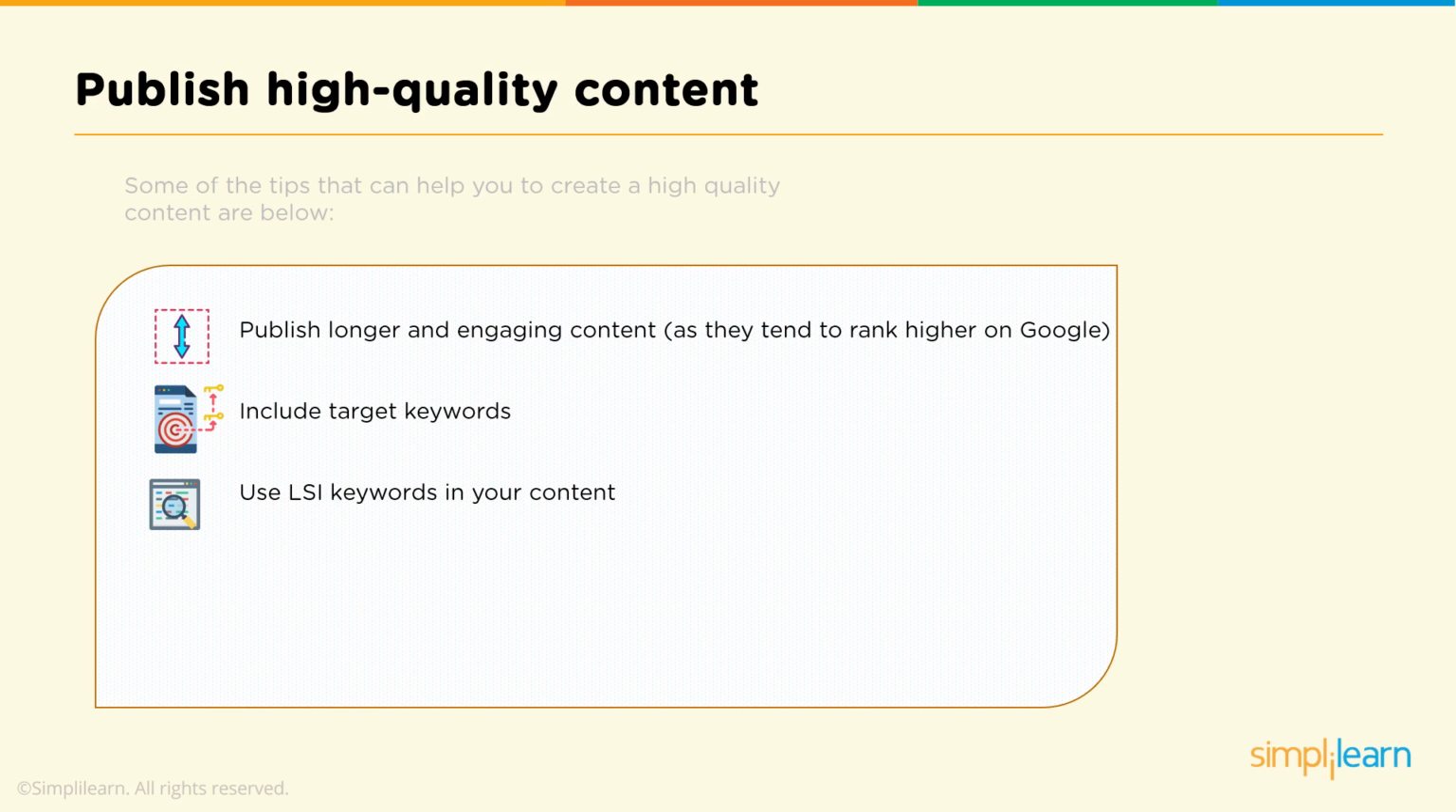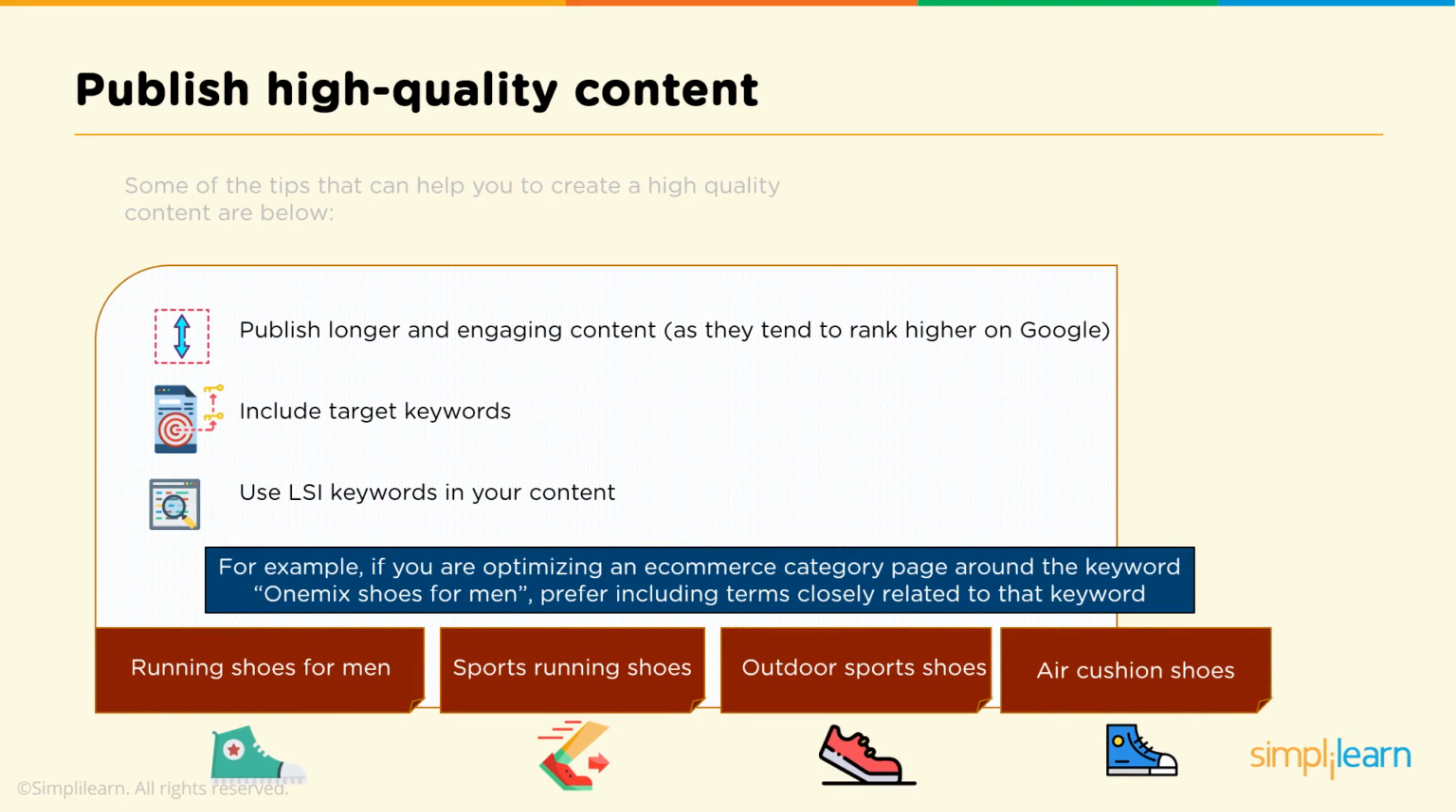These keywords can definitely be used for SEO because they can create more visibility and potentially higher rankings, because it gives you an opportunity to use keywords that are natural and work for different variations. Let's look at an example. If you're optimizing an e-commerce category page and your keyword is "one mixed shoes for men", we want to use keywords closely related to it. For example, running shoes for men, sport running shoes for men, outdoor sport shoes, or air cushion shoes.